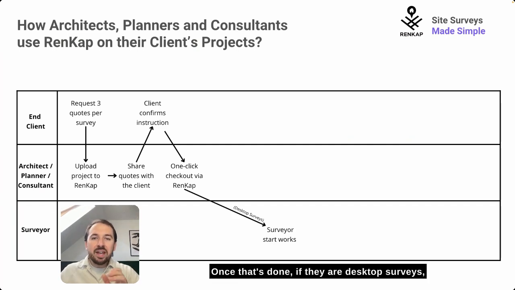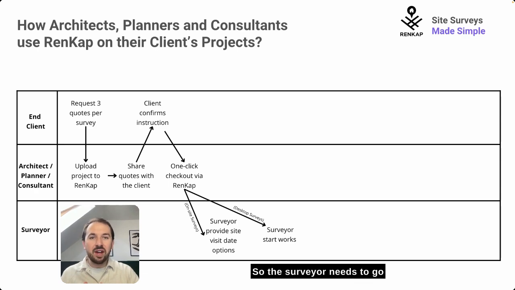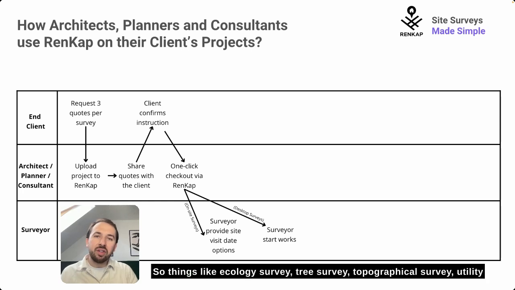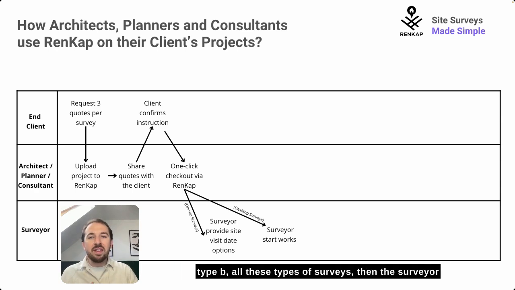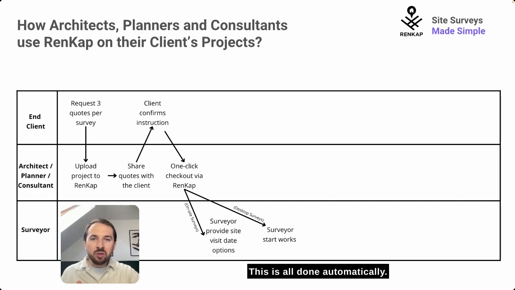Once that's done, if they are desktop surveys, so things like flood risk assessment, land contamination phase 1 or UXO survey, things that can be done without going to site, then the surveyor will start the works immediately. If, however, they are on-site surveys, so the surveyor needs to go on site to do their assessment, so things like ecology survey, tree survey, topographical survey, utility type B, all these types of surveys, then the surveyor will be asked by the RenKap platform to provide a few options of when they can go to site. This is all done automatically.